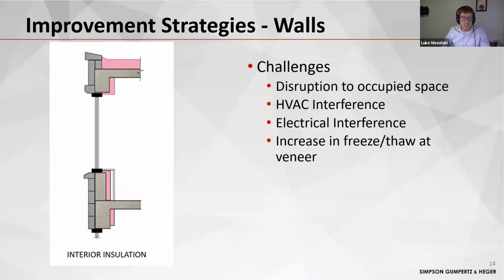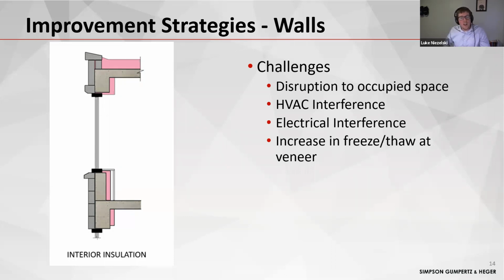Starting with interior insulation, the challenges include disruption to occupied space. Sometimes in your building, the HVAC and electrical equipment is all on the exterior wall. And if you add interior insulation, you're going to have to reevaluate those trades and move those to different spots. So that can easily jack up the price if you have all of your equipment on those perimeter walls.